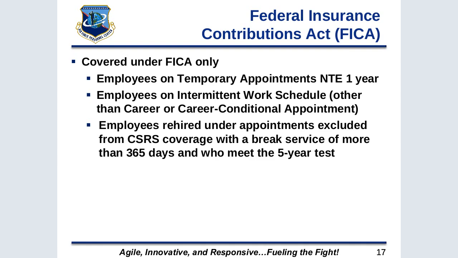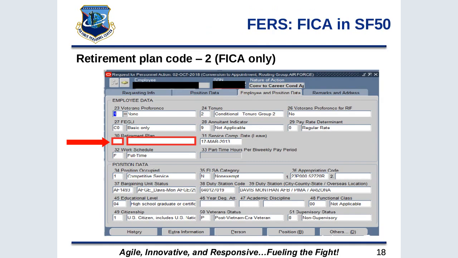And looking at employees who are covered under FICA only, we referenced in an earlier slide the appointments of those employees who are excluded from CSRS coverage, such as your temporary, not to exceed 1 year or less, employees on intermittent work schedules, other than career or career-conditional appointments, and those employees rehired with a break in service of more than 1 year who meet the 5-year test will be covered under FICA only. On the next slide, we will look at the SF50 Block 30 for the retirement coding for FICA, which is a Plan Code 2.